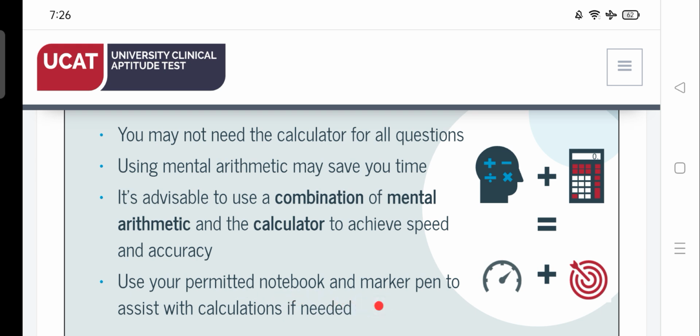Use your permitted notebook and marker pen to assist with calculations if needed. As we discussed, a notebook and a marker pen will be provided to you, so you can also use them to write out some calculations if needed. If you are not comfortable using the calculator or your mental arithmetic, then you can use your permitted notebook and marker pen to do some calculations.